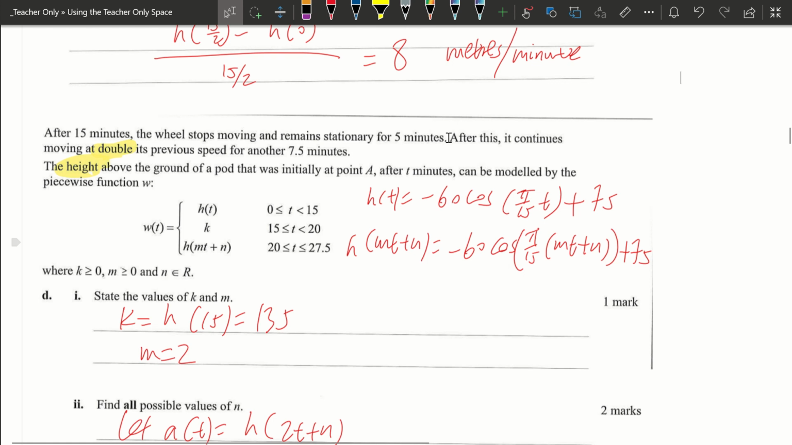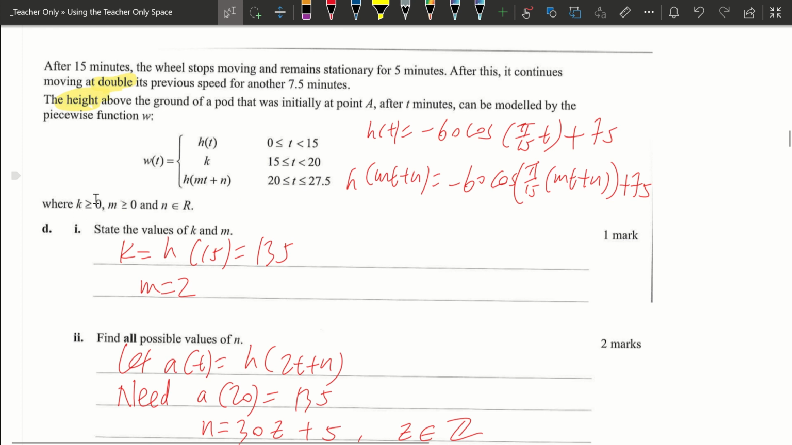After this, it continues moving at double the speed for another 7.5 minutes. The height above ground can then be modeled by this. So for the first 15 minutes, it's just modeled by h. And then between 15 and 20 minutes, it's not moving, so it's the same constant height, which is some k value. And after that, between 20 and 27.5 minutes, it's a different speed. And then k and m are positive, and n is a real number.